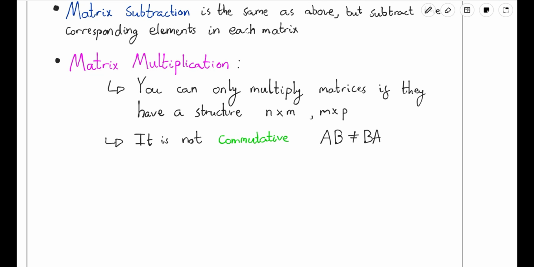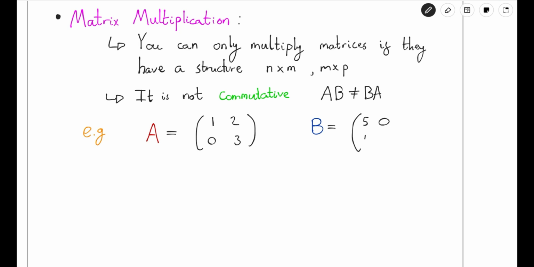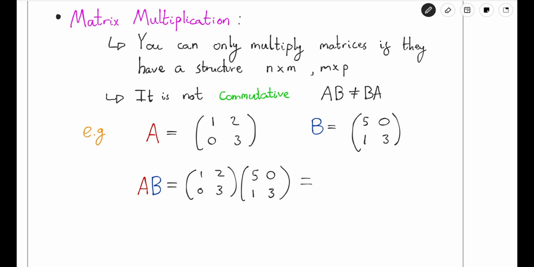Now, to get familiar with matrix multiplication, let's see an example of it in action. Let's take a 2 by 2 matrix A, which is 1, 2, 0, 3, and a 2 by 2 matrix B, 5, 0, 1, 3. If we want to work out the quantity A times B, we write the matrix A first, and then the matrix B second. Now this is where it's going to get a little complicated. To work out what goes in the first row, first column of the result, we need to go into the first row of A and multiply it with the first column of B. So we have a 1 times 5, and then we add a 2 times 1.